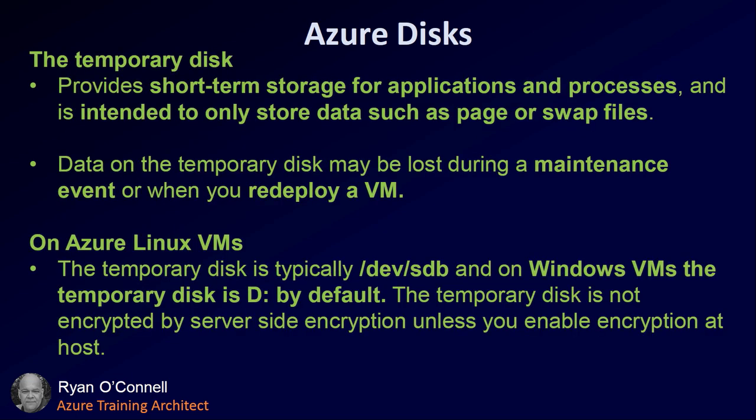The temporary disk provides short-term storage for applications and processes and is intended only to store data such as page or swap files. The data on the temporary disk may be lost during a maintenance event or when you redeploy a VM, so you do not want to save critical data to that temporary disk. You stand a big chance of losing that data, so whatever you do, do not save data to the temporary disk. On Azure Linux VMs, the temporary disk is typically /dev/sdb, and on Windows VMs, the temporary disk is D by default. The temporary disk is not encrypted by server-side encryption unless you enable encryption on the host.